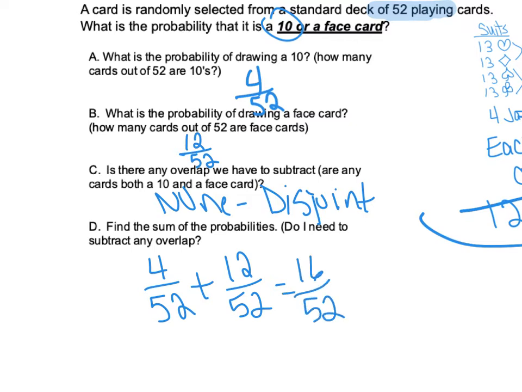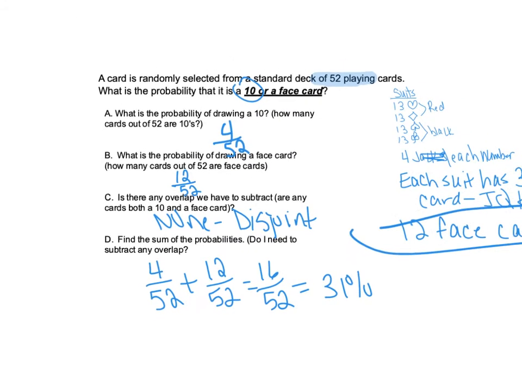And if we wanted to leave that as a fraction, we could do that. You always just have to read the directions on what it wants you to do. If we put that as a percent, it'd be about 31%. So you'd have about a 31% chance of either drawing a 10 or a face card.